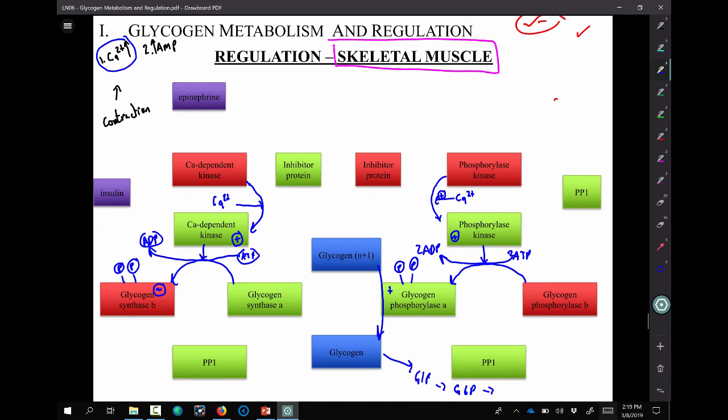Now at the same time, in addition to what's going on with the activity of phosphorylase kinase, AMP will also allosterically activate glycogen phosphorylase. So glycogen phosphorylase gets a double dose. It gets allosterically activated by AMP, and it gets phosphorylated by phosphorylase kinase, which is being activated by calcium.